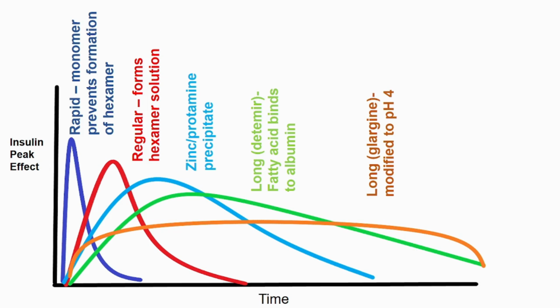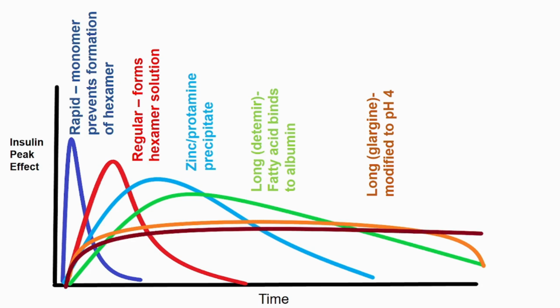And then glargine, long acting insulin, is modified in its pH, at pH 4, which is different from the blood pH. Underneath the subcutaneous tissues, this makes microprecipitates, and those microprecipitates gradually release into the blood circulation, and that extends the duration of effect of the insulin.